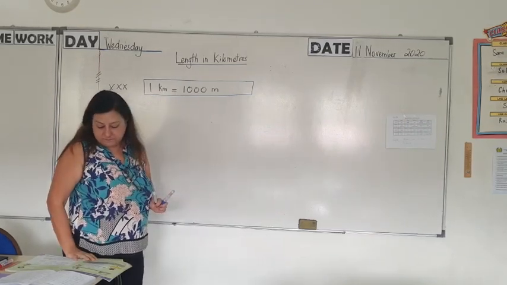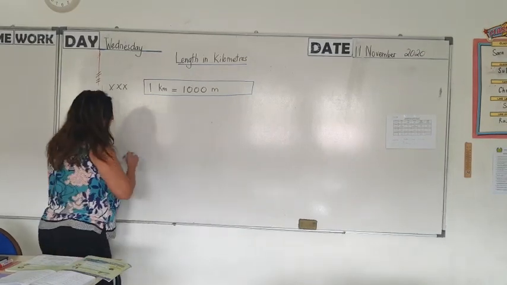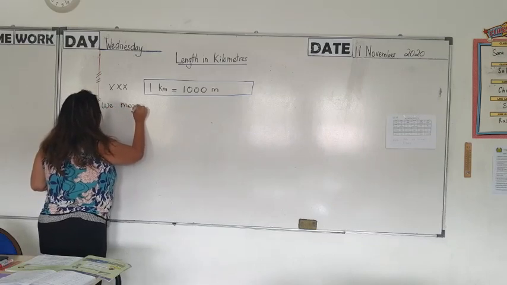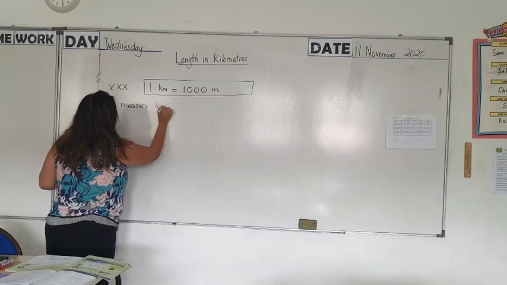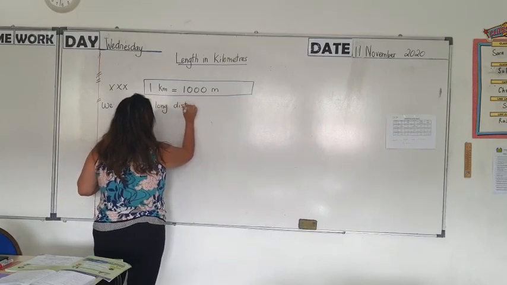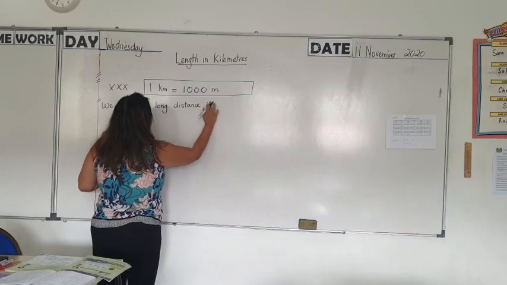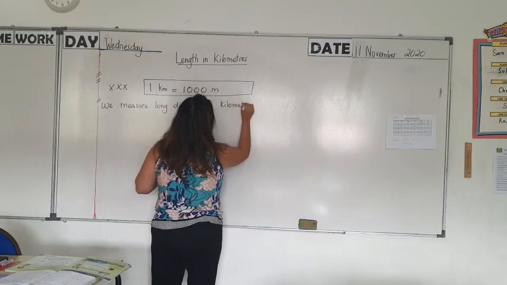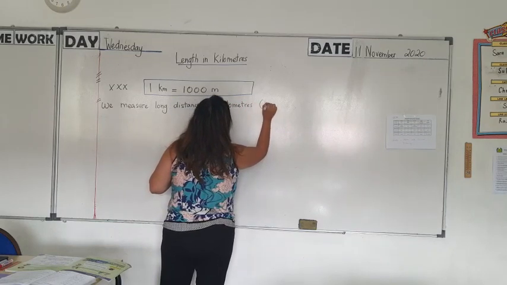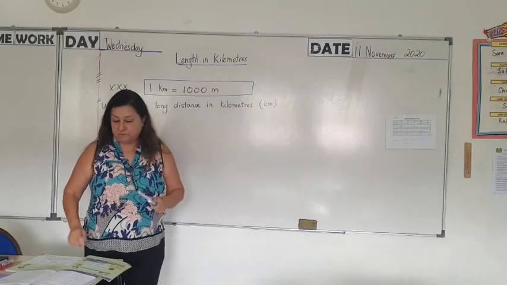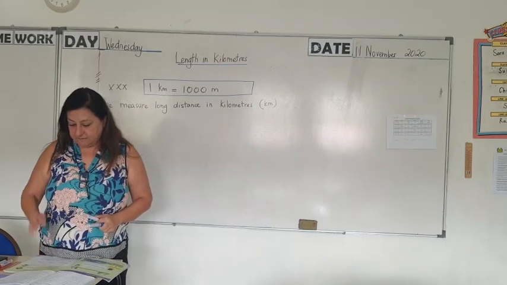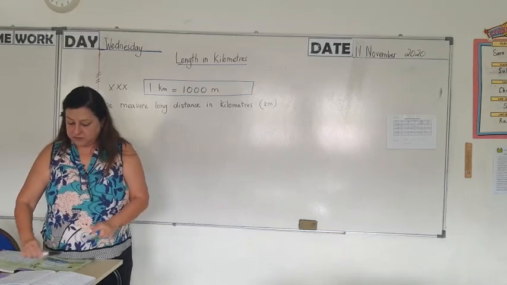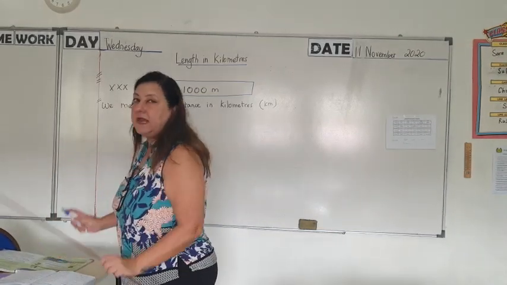Don't squeeze it. Leave a line and then write, we measure long distances in kilometers, for which the short form is km. The short form for kilometers is km. Now, once you're done with that, leave a line and draw a line.